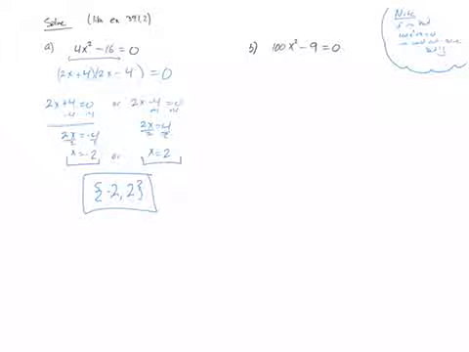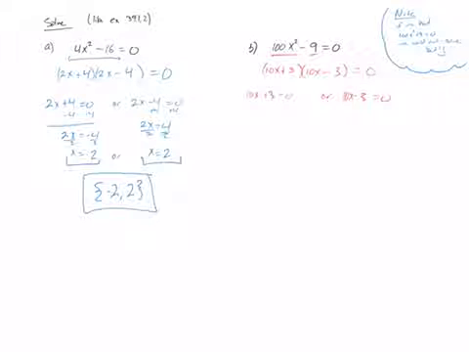Same idea, these are perfect squares. That is 100x squared, and that's a 9. So this is going to factor to 10x and 10x, plus 3 and minus 3. So we're just kind of looking for the square root of each of those, and that's what we're going to plug in. One with a plus, one with a minus. So that means 10x plus 3 could equal 0, or 10x minus 3 is going to equal 0. One of those must equal 0.